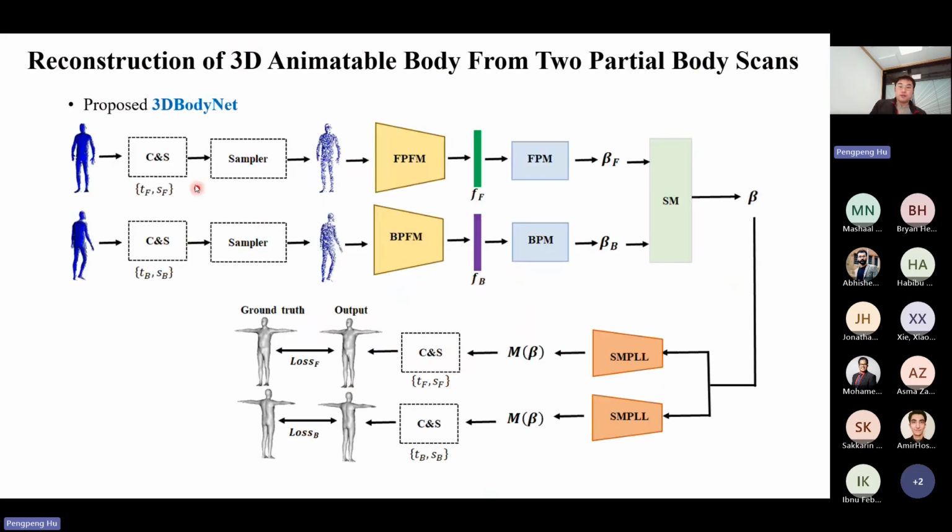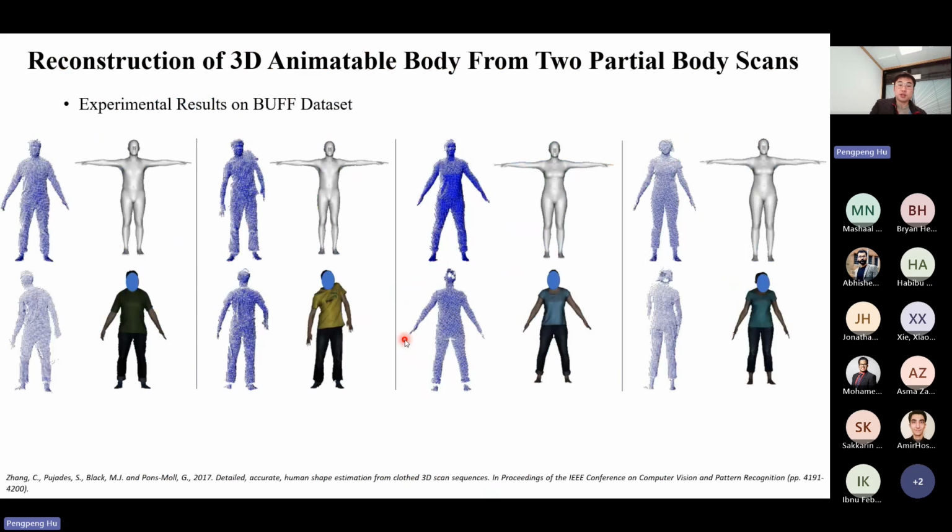So this is the algorithm. We have integrated the beta, which we introduced at the beginning. The beta indicates the shape parameters, because the two partial scans are captured from the same subject, so the body shape should be the same even if they have different postures. So we try to recognize the beta parameters, and then we can generate results. So these are more results that demonstrate the algorithm.